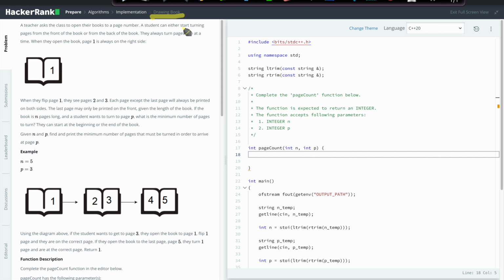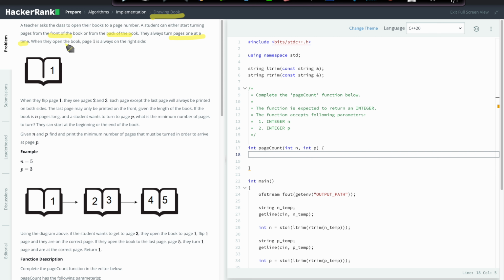A student can either start turning pages from the front of the book or from the back of the book. There are only two ways, and at a time they can turn one page. They are asked to open their books to a page number, and they always turn pages one at a time. At a time one turn is possible.